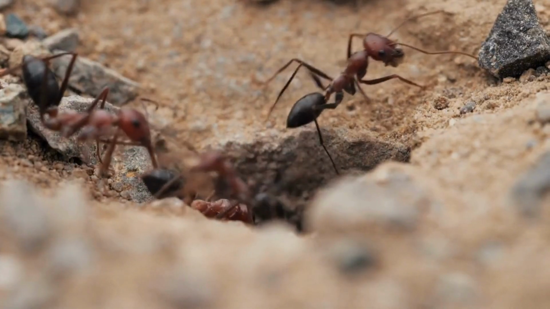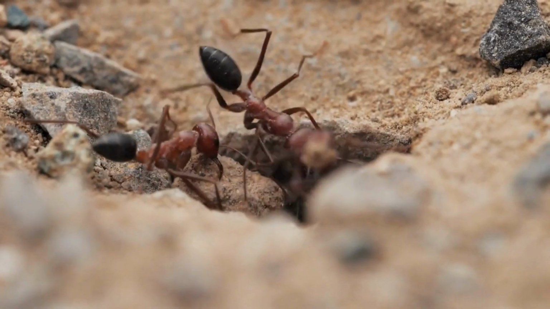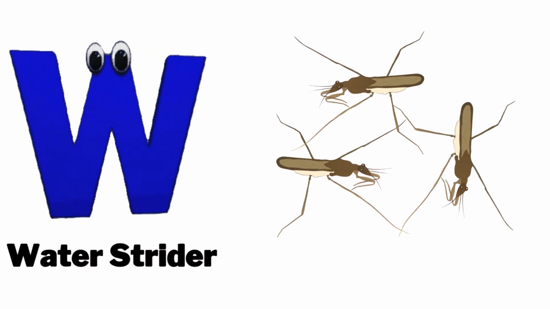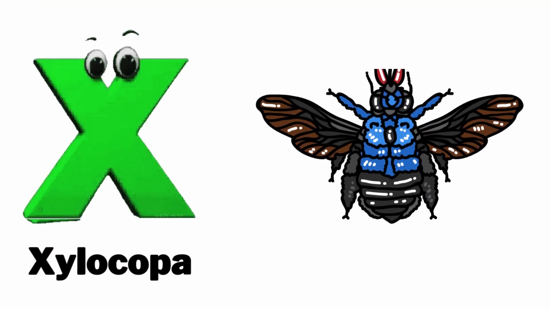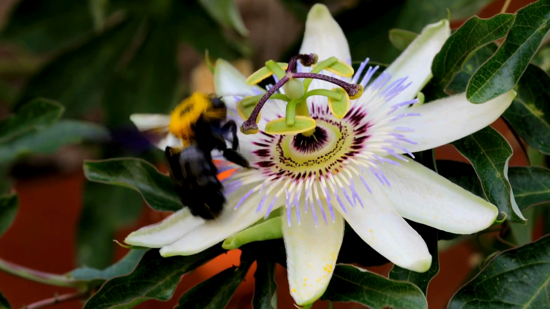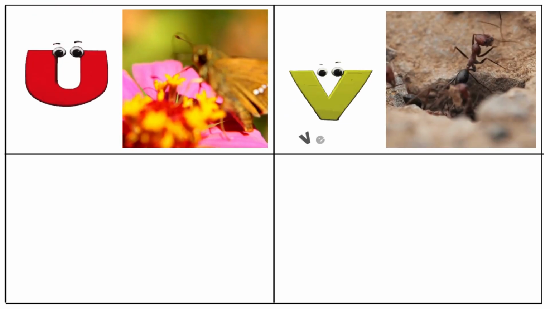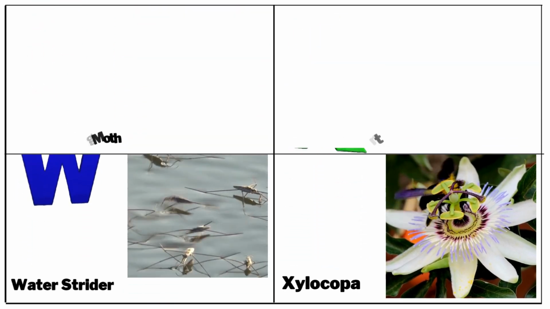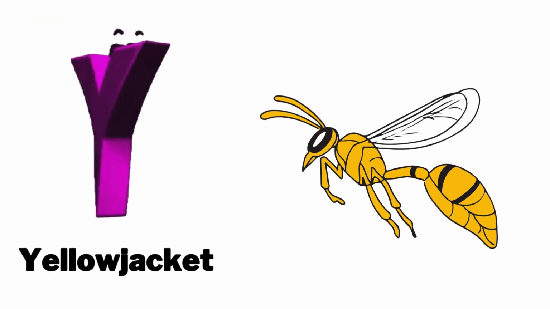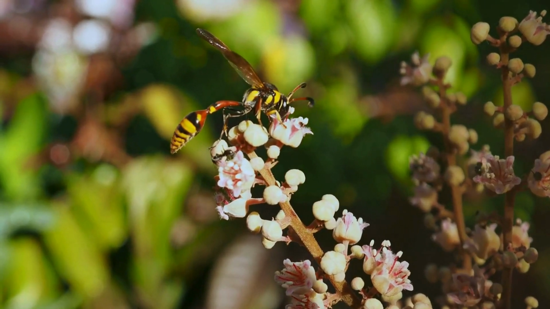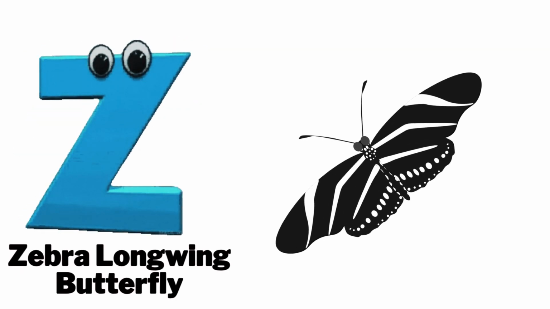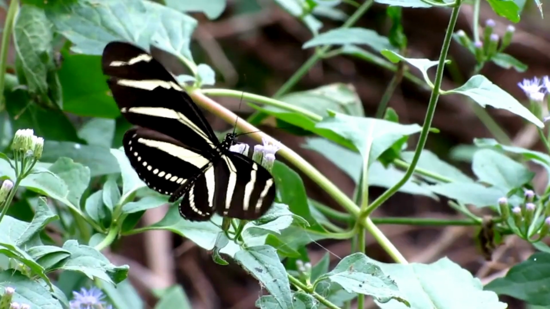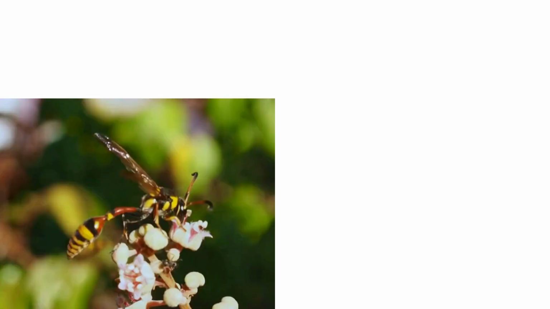V is for velvet ant. Velvet ant. W is for water strider. Water strider. X is for xylocopter. Xylocopter. Y is for yellow jacket. Yellow jacket. Z is for zebra longwing butterfly. Zebra longwing butterfly.